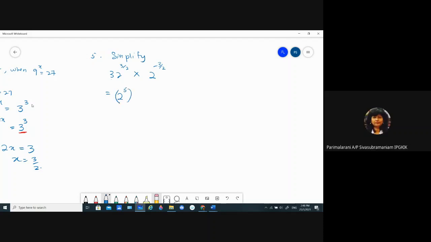So 2 to the power of 5, to the power of 3 over 2, multiplied by 2 to the power of negative 3 over 2. This one, 5 and 3 over 2, we multiply. So this is 2 to the power of 15 over 2 times 2 to the power of negative 3 over 2. When the base is the same and we multiply, then we add the exponents, plus negative 3 over 2. So this is 15 minus 3 is 12 over 2 is 6. So 2 to the power of 6, which is 64.